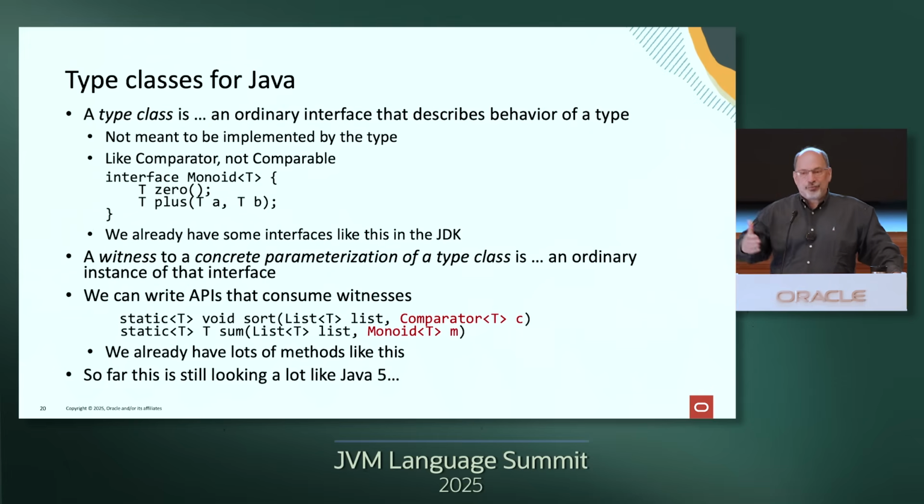So I'll further define a witness to some parameterization of a type class as just an ordinary instance of that interface. And we write APIs today that consume witnesses, we just haven't been calling them witnesses, right? So if I have a sort method that takes a List<T> and a Comparator<T>, we can think of that comparator as a witness to the comparability of T. And we have lots of methods like this in the JDK.